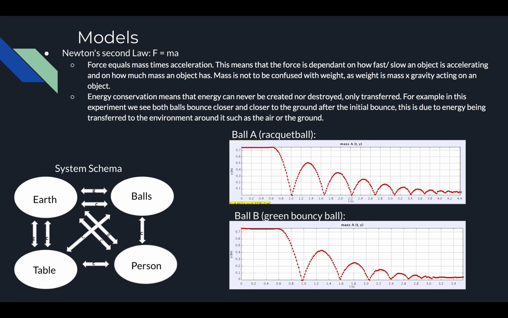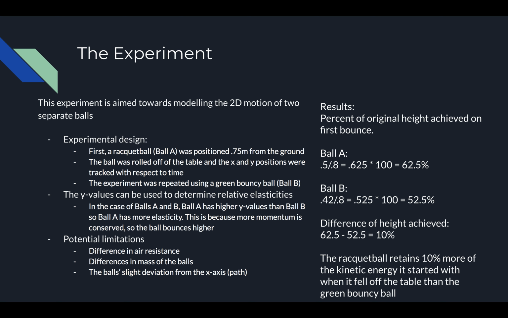So for the experiment, what we did was we had two balls, ball A and ball B. They were positioned 0.75 meters off the ground on the table. We rolled the ball off the table and tracked its bouncing. We looked at the X and Y positions with respect to time, and we repeated the experiment with ball B. We used the Y values from Tracker to determine the relative elasticities. In the cases of balls A and B, ball A has higher Y values than ball B, meaning that it bounced higher after the initial bounce, so ball A has more elasticity. This is because more momentum is conserved, so the ball bounces higher.